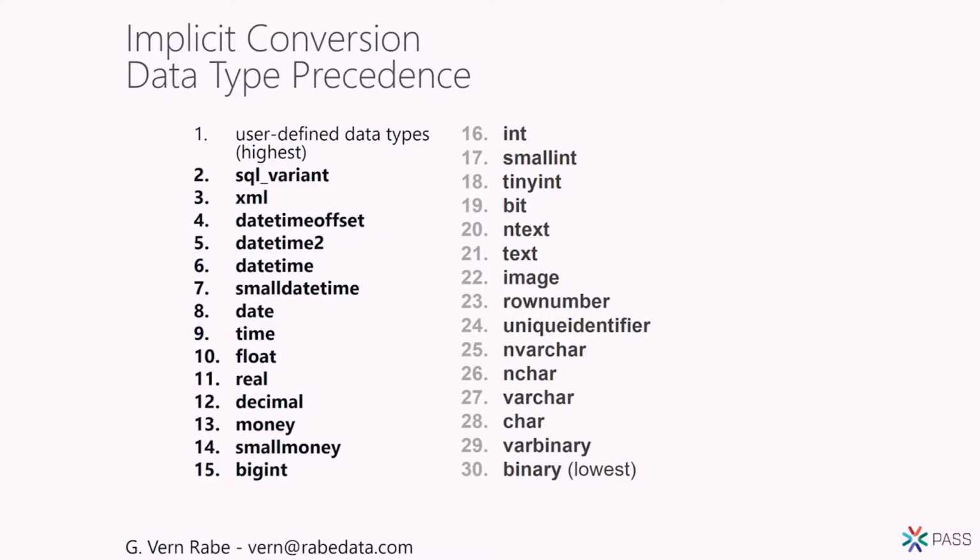I mentioned that when you have two different data types that need to be compared, one has to be converted to the other. This, out of Books Online, is the rule of which one gets converted to the other. For instance, if you have a date and a character, then the character gets converted to the date. The higher number gets converted to the lower number. So when you're converting a string to a number, the string is going to get converted to the number, because the number comes first.